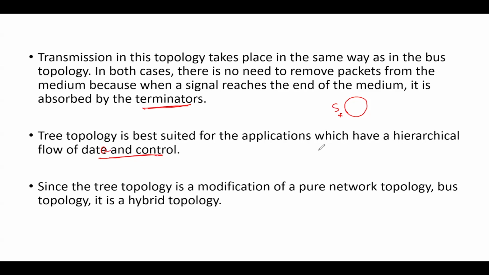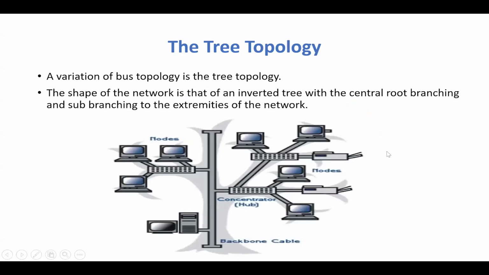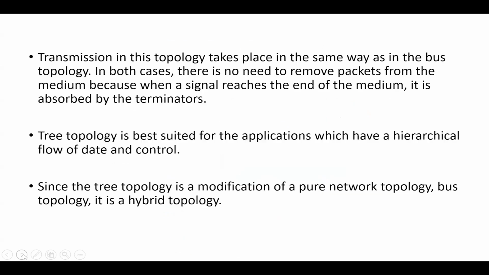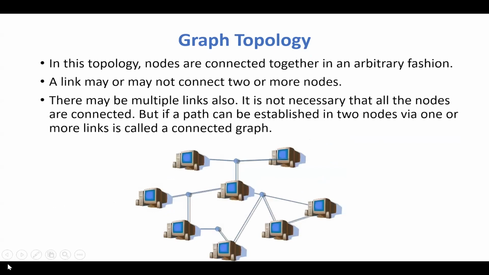Since the tree topology is a modification of a pure network topology, bus topology, it is a hybrid topology. So we can say that tree topology is a hybrid topology where we have made a variation to the existing topology. For example, bus, and then I'm adding a different network to the bus instead of adding directly to the node. That is why we will call the tree topology also a hybrid topology.